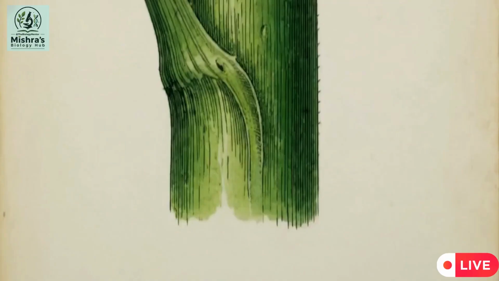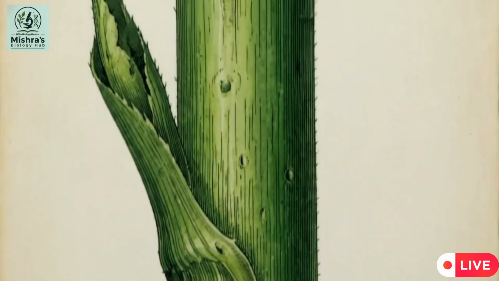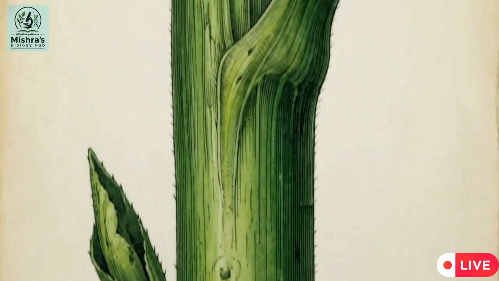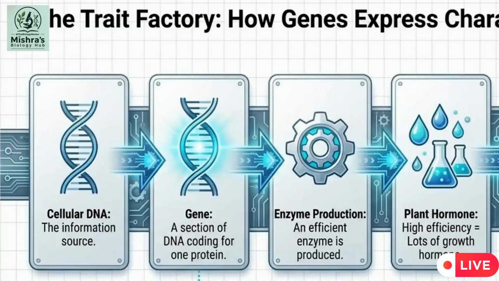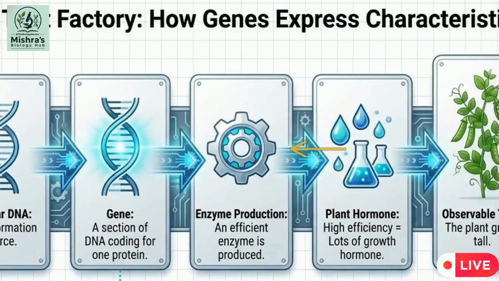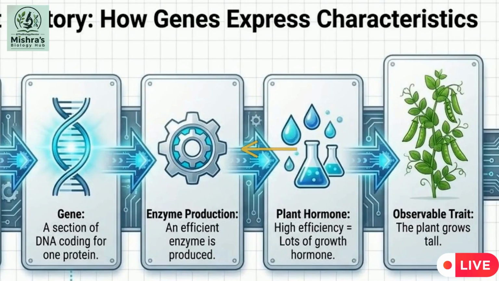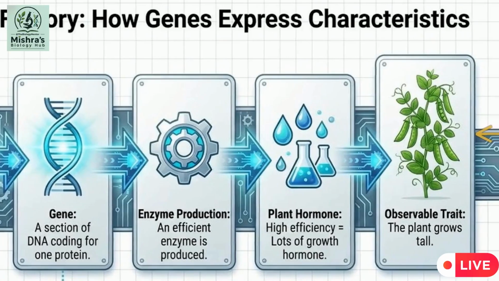But how does an invisible genetic letter actually build a physical, living structure like a tall plant stem? This 5-step process flow maps out the exact biological assembly line. Your cellular DNA acts as the base information source. A specific section of that DNA, called a gene, codes for a single protein. That sequence then determines enzyme production. If the enzyme is highly efficient, it triggers a massive release of growth hormone, and the physical plant grows tall.